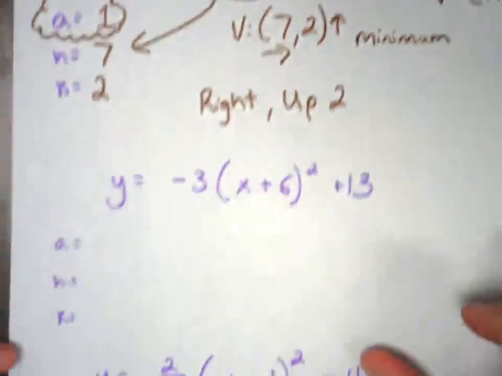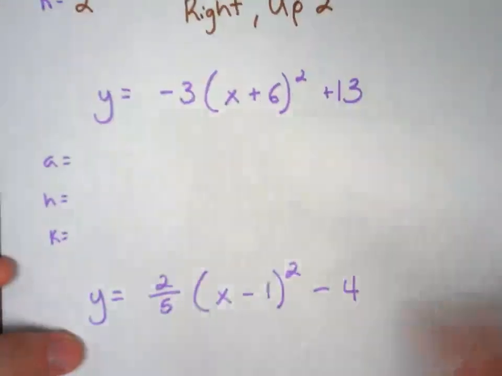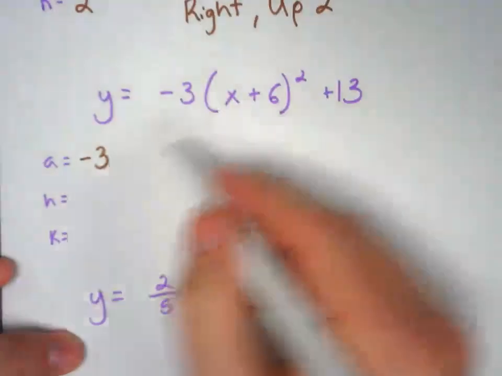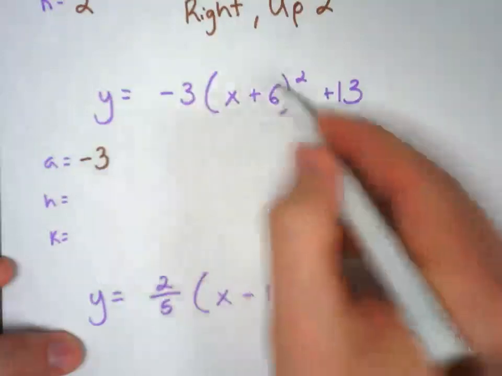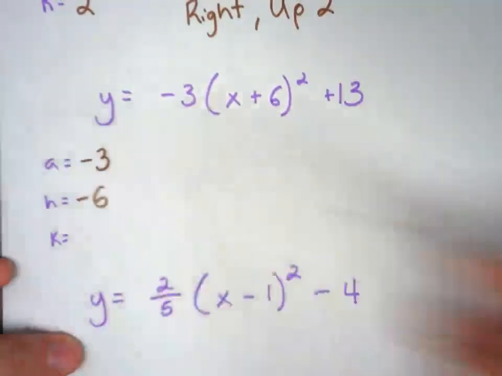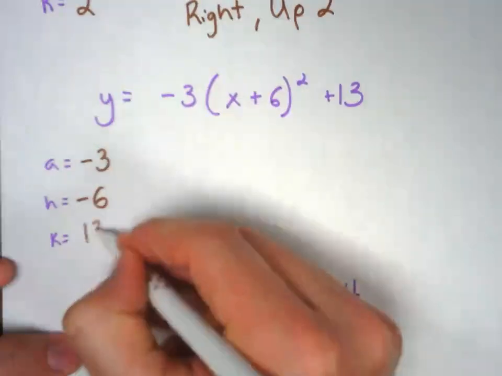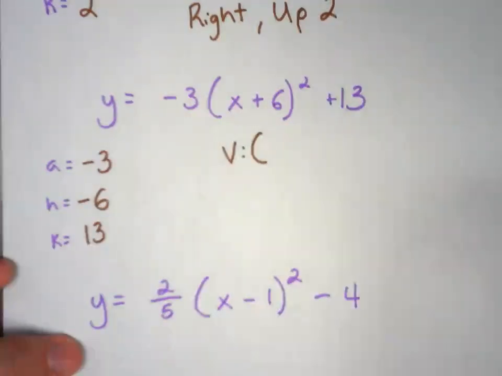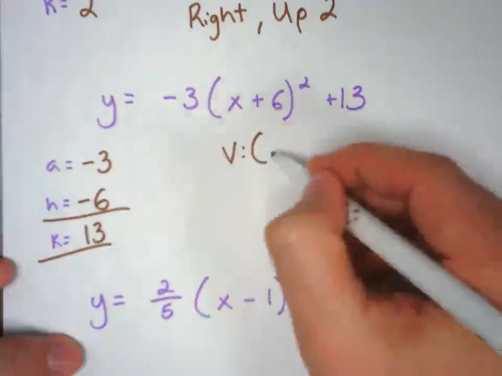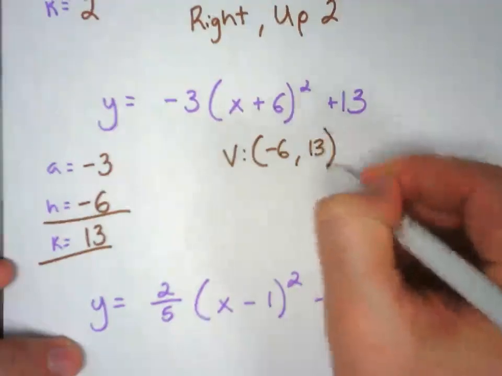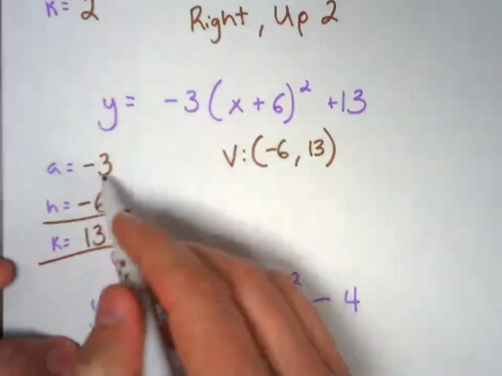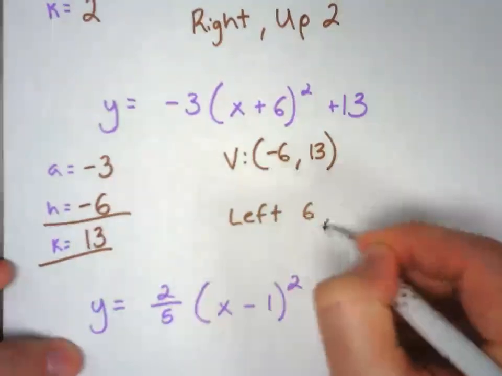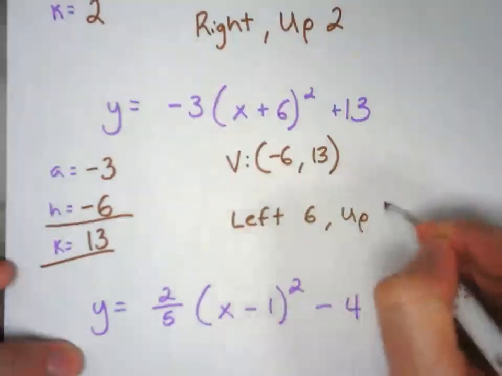Let's look at the next couple here. So what is our A here? Our A is negative 3. That's what it says. Our h, remember, we take the opposite of what we see here, so it says x plus 6, so our h is going to be negative 6, and our k is going to be 13. So our vertex is just our h and our k, so it's negative 6, 13. Now which way do we move here? That negative 6 is going to be left 6, and that 13 is going to be up 13.